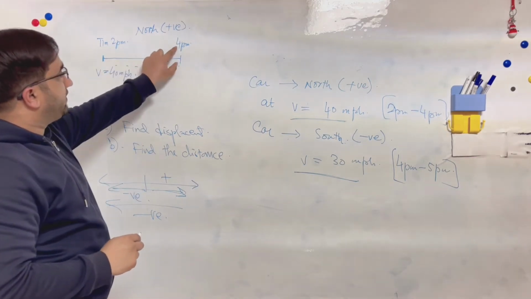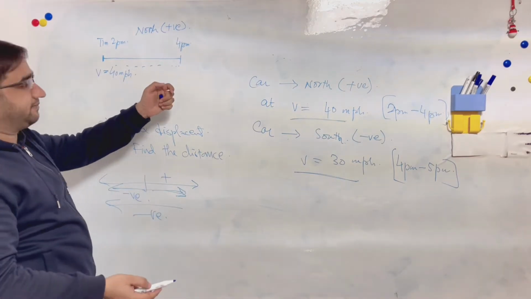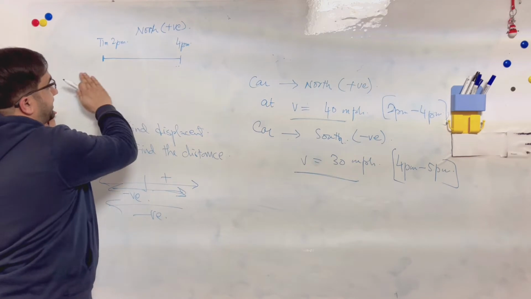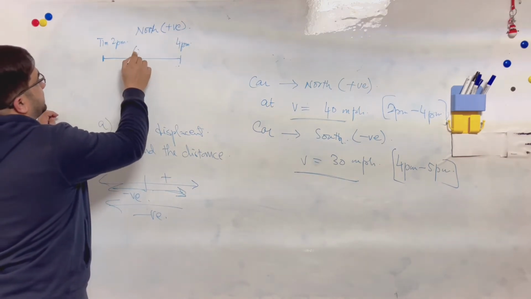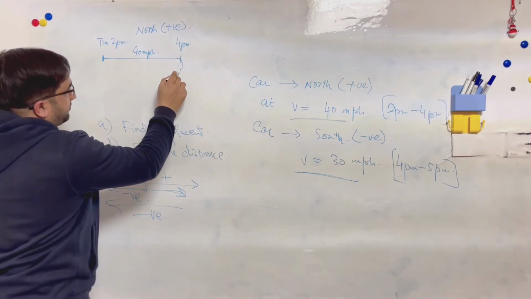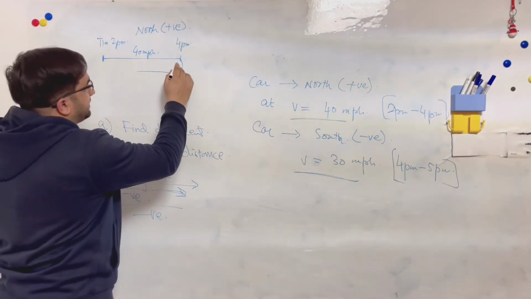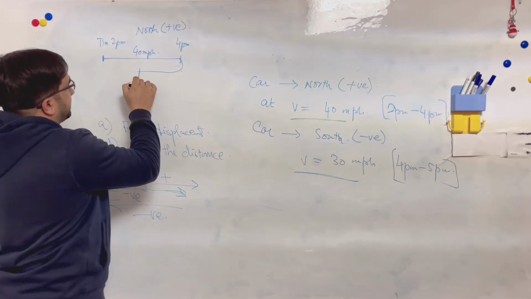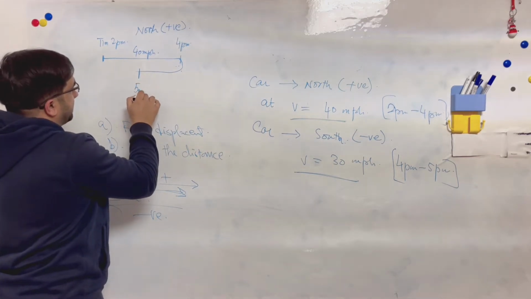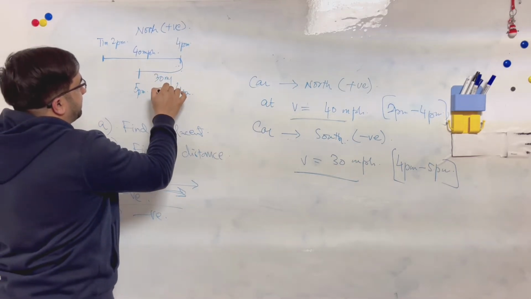From 2 p.m. to 4 p.m. it stayed there. Now there is a U-turn, something like this, and at that U-turn, the velocity is 40 miles per hour. From here, the car took a U-turn, whatever the direction, wherever it is going, this is 4 p.m., and somewhere here, this is 5 p.m. From 4 p.m. to 5 p.m., the velocity was 30 miles per hour.